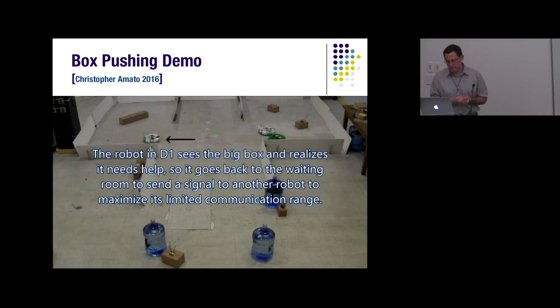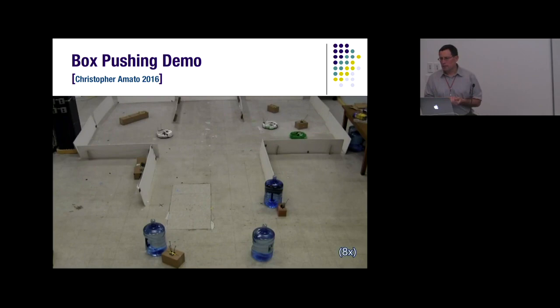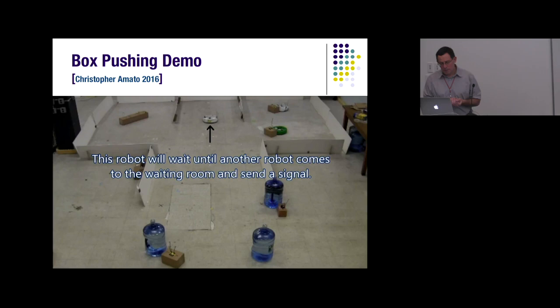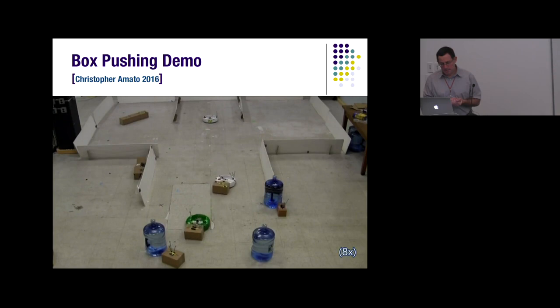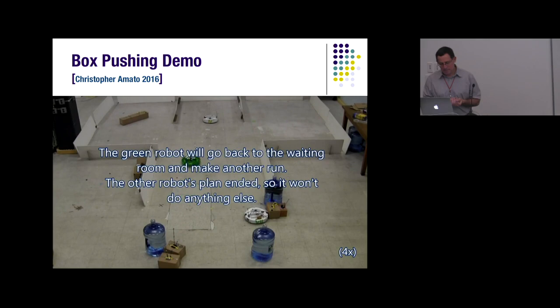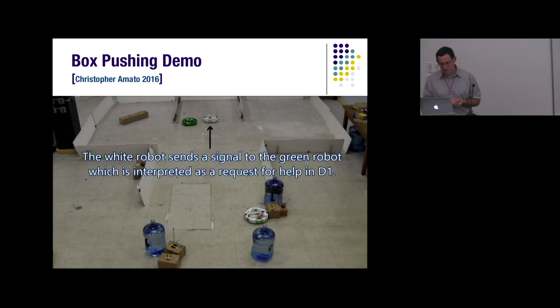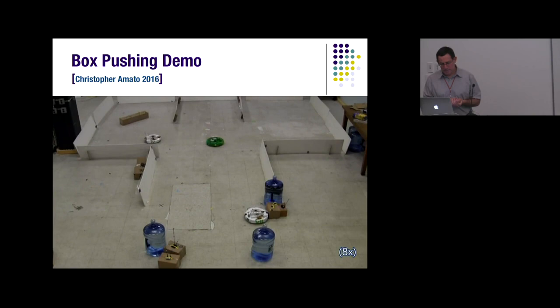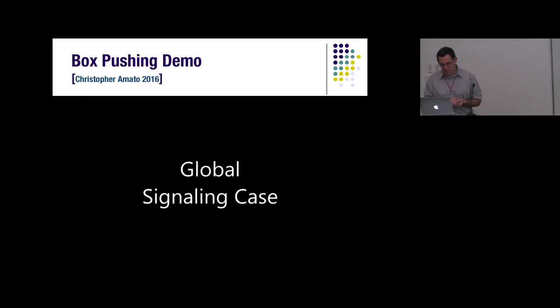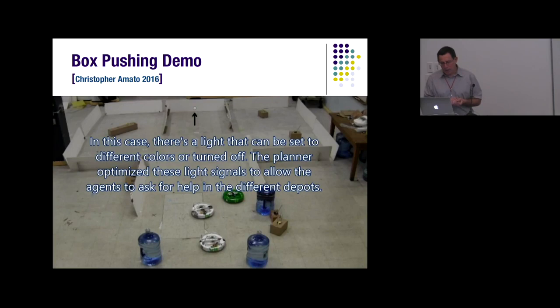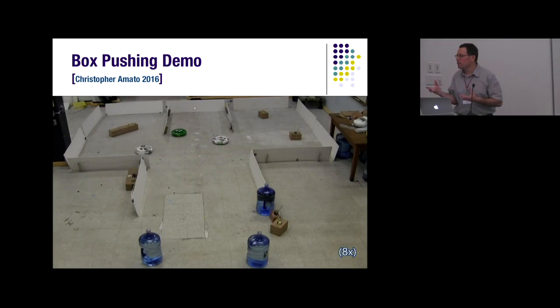Communication is just another action here. You can turn on a signal. That's basically what it is. That is observed by others. Global signaling means that there is some shared bit that can be observed by anyone everywhere at any time.